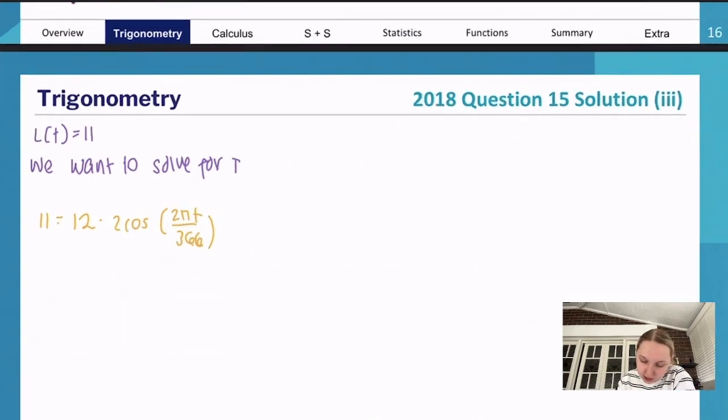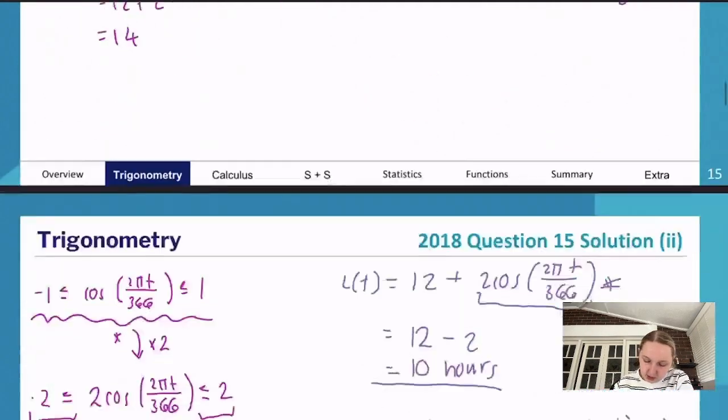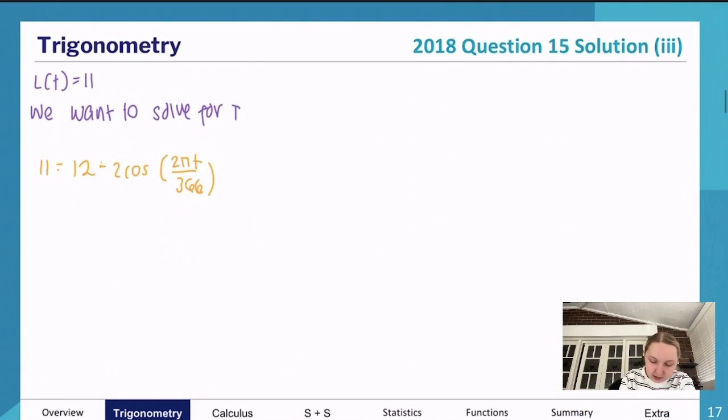Let me just check that I wrote that down right. Again, this is when we come into checking, making sure you're writing down the right thing. 12 plus 2 cos pi. Okay, cool. Oh, no, I didn't do it right. That's plus, not a minus.